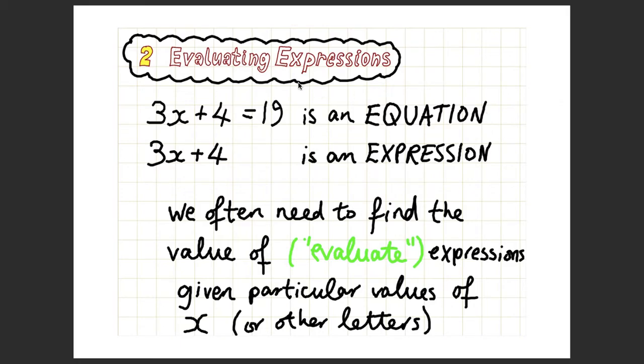And we're going to be evaluating expressions. So I want you to write what I just said, followed by we often need to find the value of, or evaluate, expressions given particular values of x or whatever other letters are in there. Pause the screen if you need to.